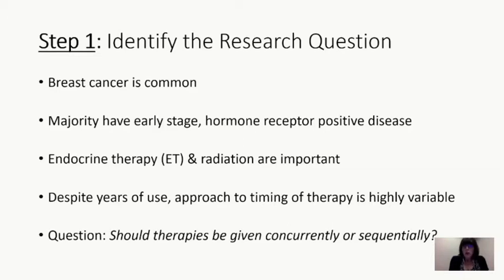And as such, practice in the clinic is highly variable, with some patients starting the treatments alongside one another, and other patients maybe completing radiation first and then going on to start their endocrine therapy. So the question arose as to, is there an optimal sequence or timing for these therapies? Should they be given concurrently, or should it be something that's done sequentially?